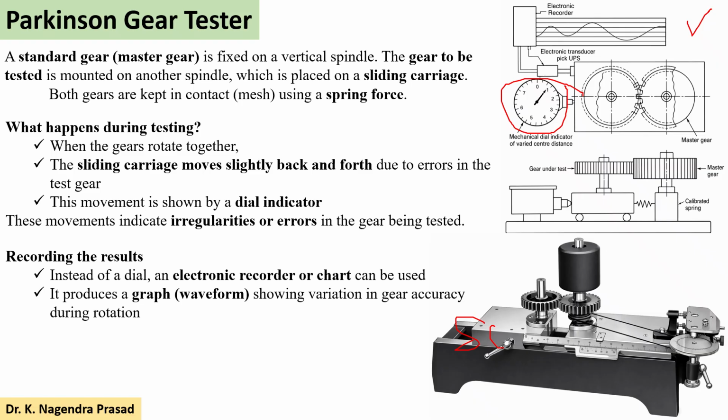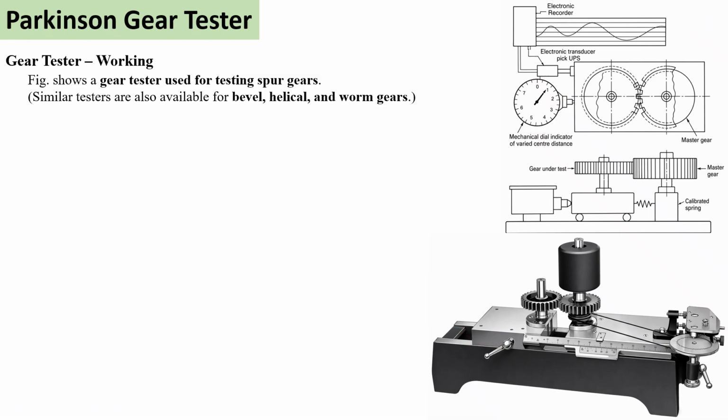Next we have to discuss how to record these results. Instead of a dial, in general we use an electronic recorder or a chart. This electronic recorder or chart produces a graph showing the variation in gear accuracy during rotation. So let's briefly see the working and setup of the Parkinson gear tester.